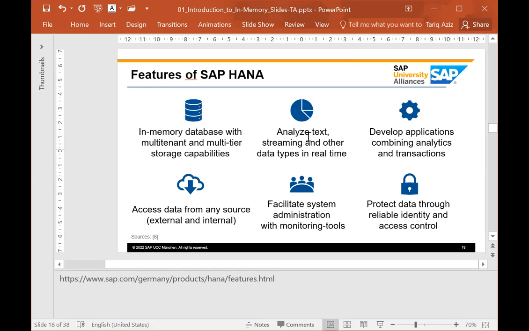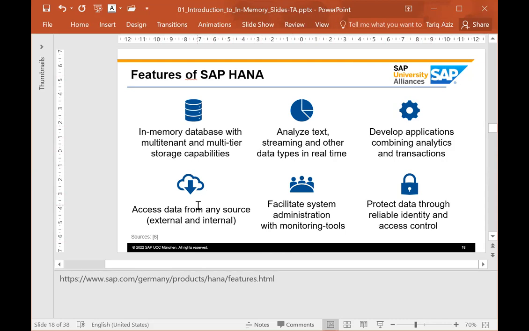You can do the analysis of text. You can do the analysis of streaming data. This streaming data is like, you have sensors, and the sensors are sending data all the time. So that is a stream of data coming in real time all the time. You can develop applications combining your analytical and transaction processing together. This is one of the HANA features.